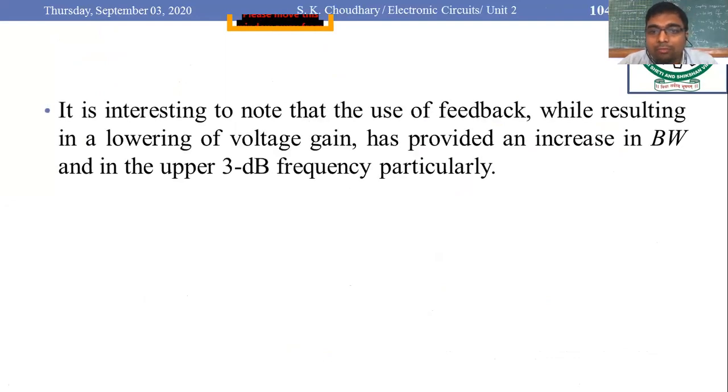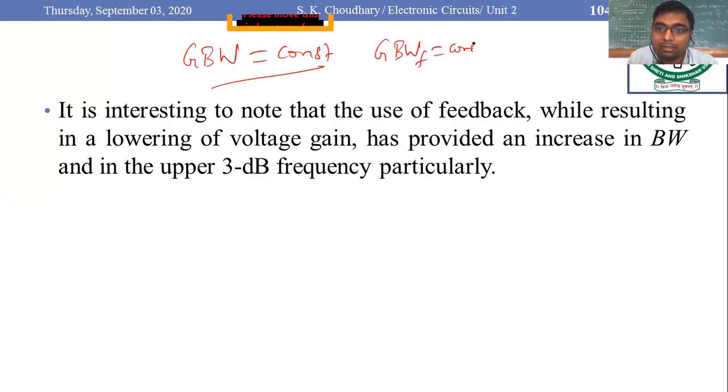Okay. So there is a term used in the literature, the gain bandwidth product, GBW. The gain bandwidth product for any amplifier remains constant. It is a constant term always. GBW remains constant for the same amplifier, whether you apply feedback or not. So GBW or GBWF remains constant.